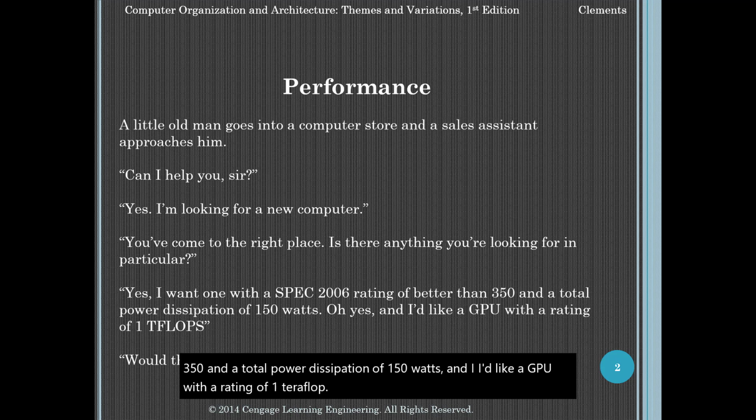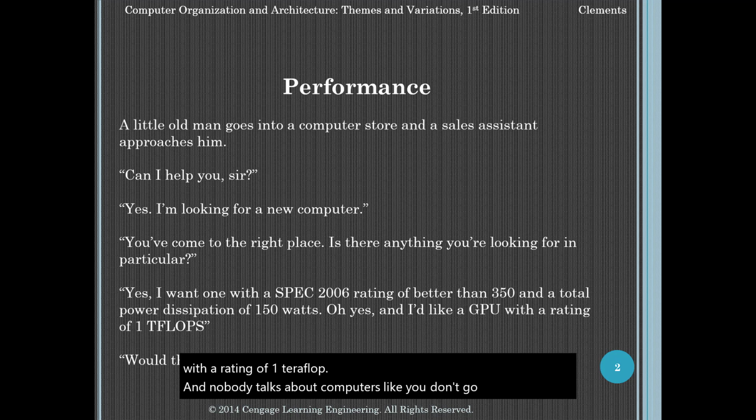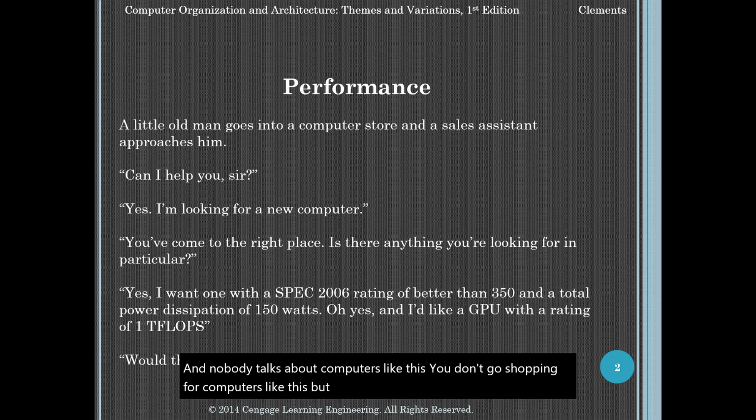And nobody talks about computers like this. You don't go shopping for computers like this. But the joke here is the sales associate's like, "Oh, yes, would that be the one in the silver case or the one in the black, sir?" And so that's the joke, right? No one really talks about computer performance or shops for computers based on these kinds of specifications.